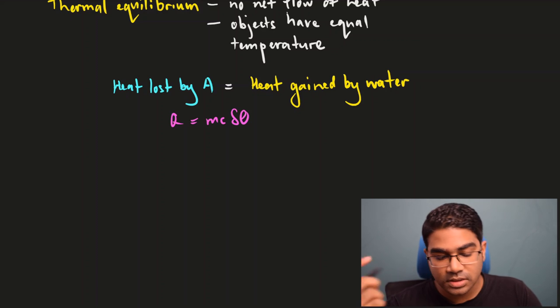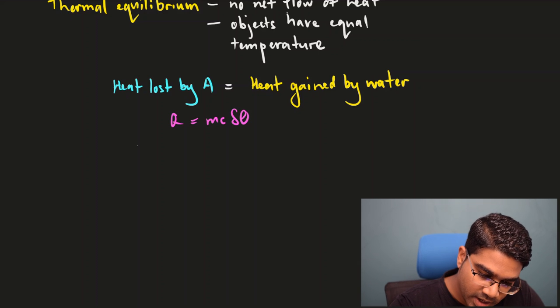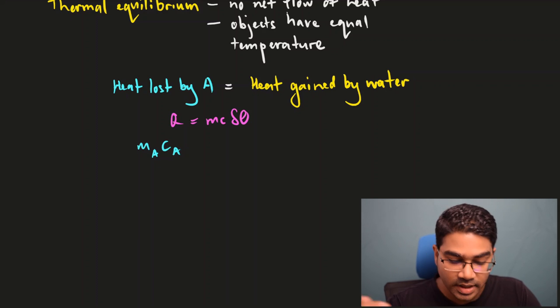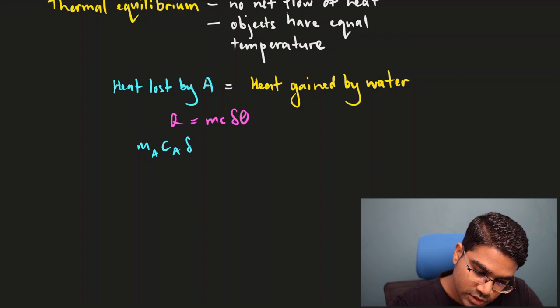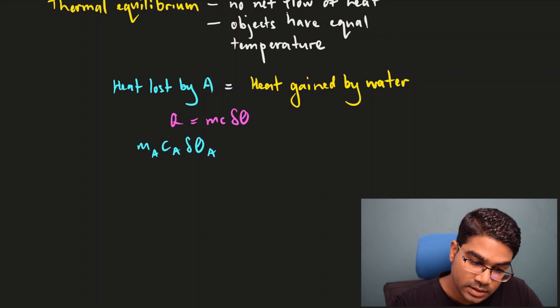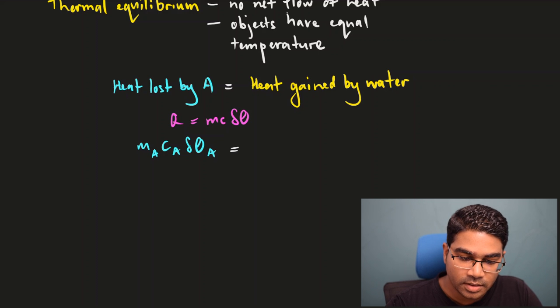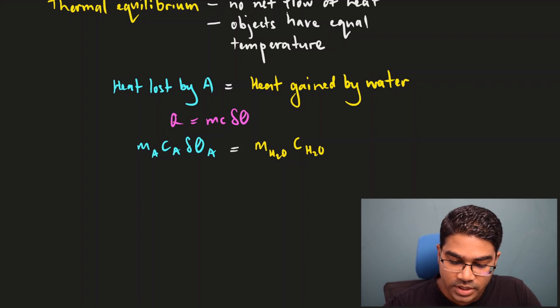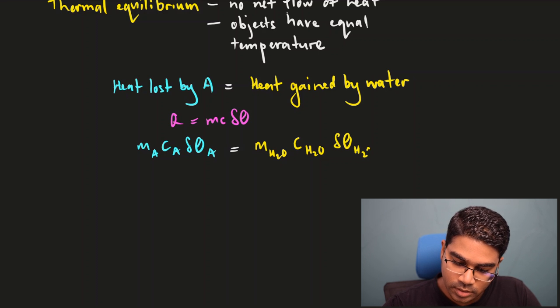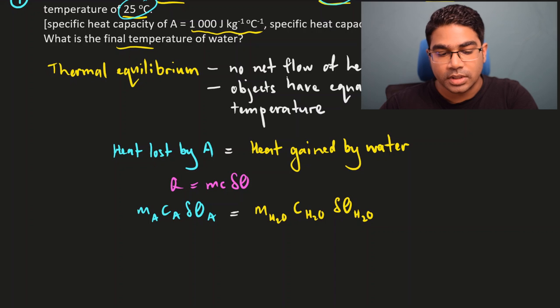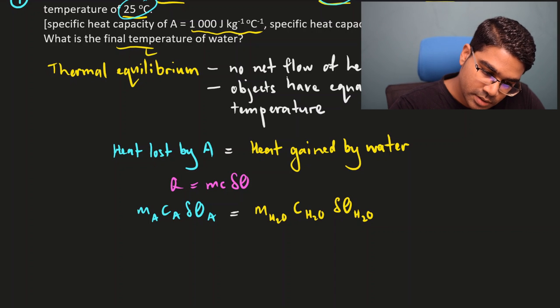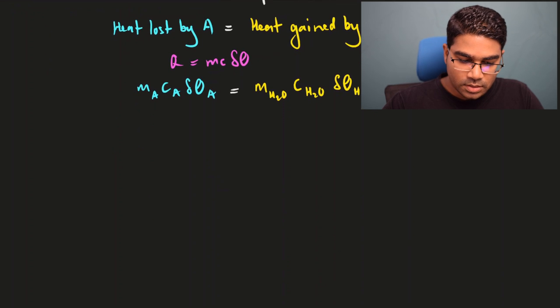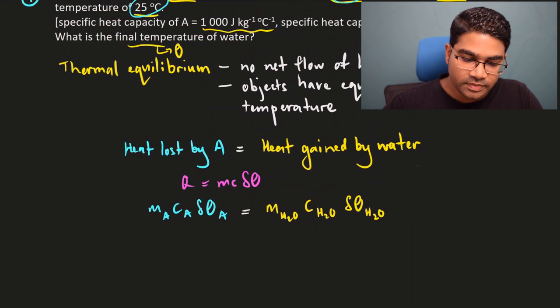So when we are talking about heat lost by A, we use mass of A times specific heat capacity of A, small c is specific heat capacity, times the change in temperature of A, and this must equal the mass of water multiplied by the specific heat capacity of water multiplied by the change in temperature of water. The question is to find the final temperature of water. So let's call the final temperature theta. So now we can substitute the values.